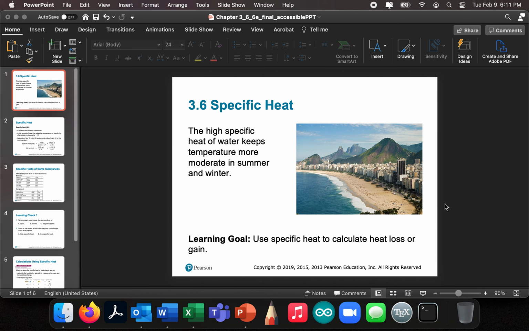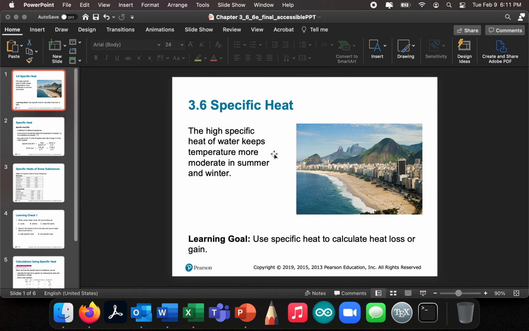Okay, so now we're going to talk about a concept called specific heat. Specific heat is helpful in a few different ways, but in particular it's helpful in thinking in terms of how much heat an object can hold. That's probably the best way to think of it. How much heat can an object hold, right? So high specific heat of water helps keep temperature more moderate in summer and winter.